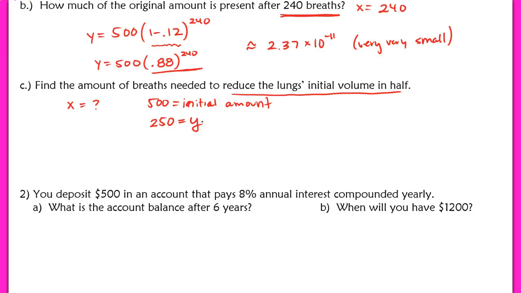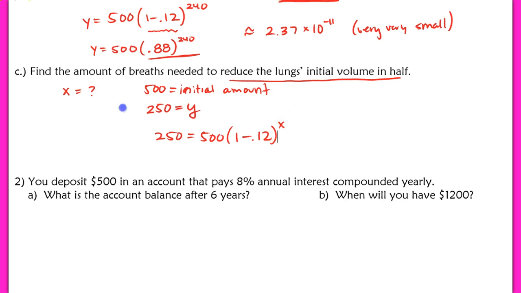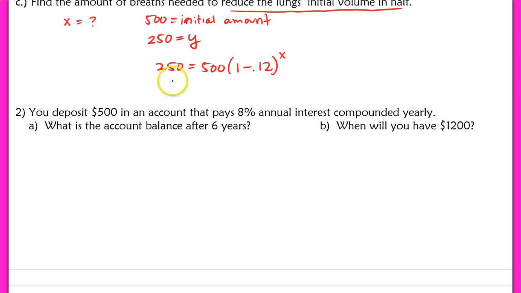So I'm going to set my equation up now as 250 equals 500 times 1 minus 0.12 to the x. Now if you want to isolate x and get x all alone, you would have to divide out this 500 first. So you're really dealing with 1/2 is equal to 1 minus 0.12 to the x power. Now notice that this number here is just half, right?